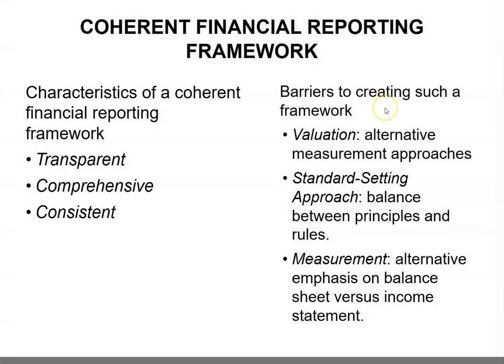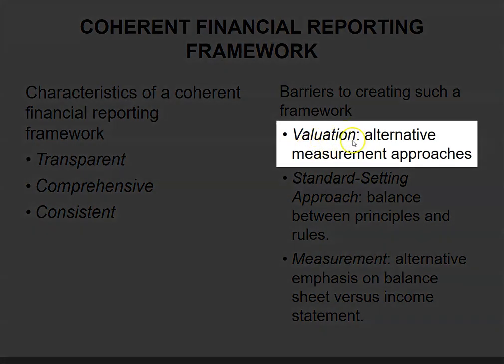However, there are certain barriers that create inherent limitations in any financial reporting standards framework. These include valuation, standard setting approach, and measurement. There are different bases for valuation. These include historical cost, current cost, fair value, realizable value, and present value approaches. The element of judgment across these valuation approaches varies. For example, historical cost requires little if any judgment. However, the other approaches to valuation require a lot of judgment.